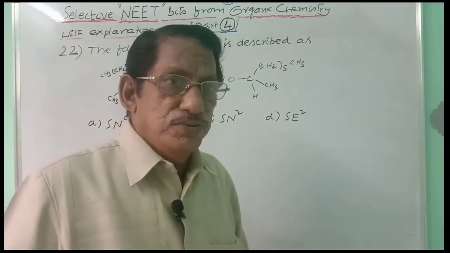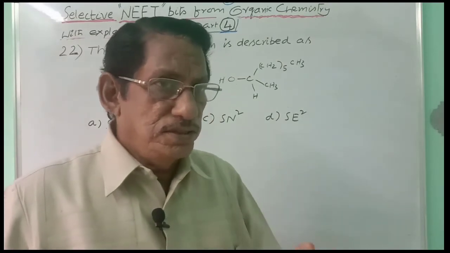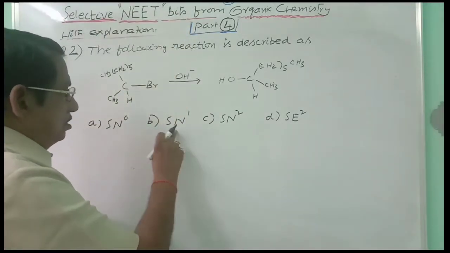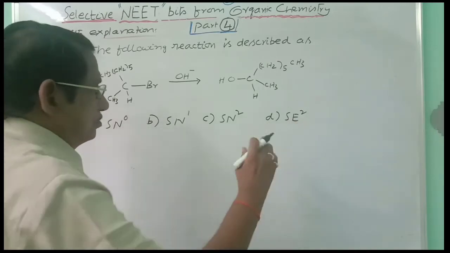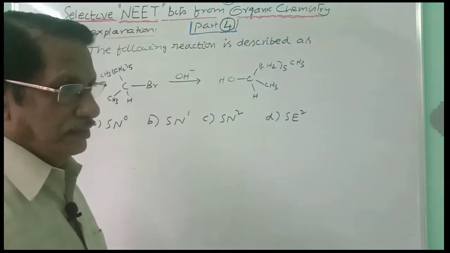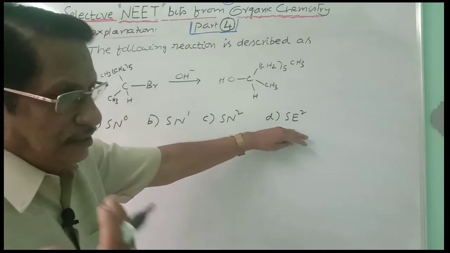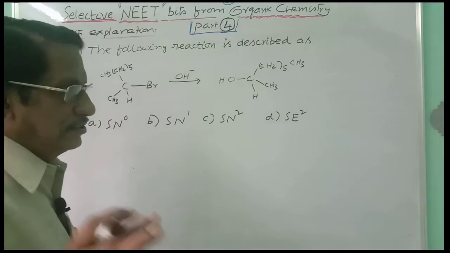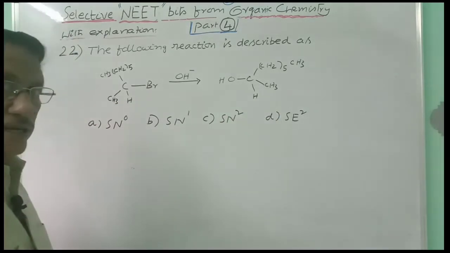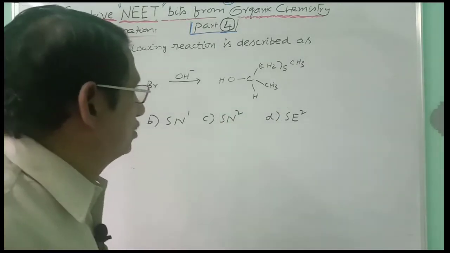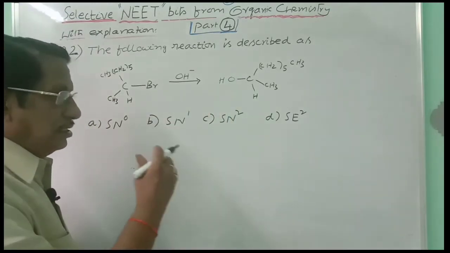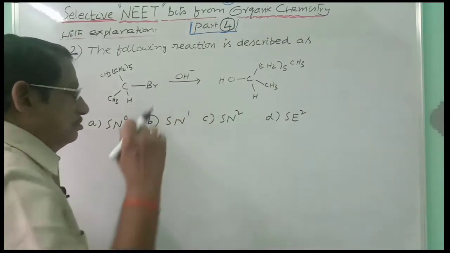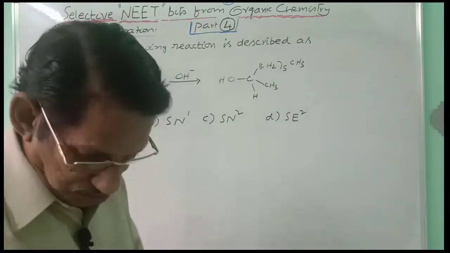In nucleophilic substitution, we have two categories. One is SN1, the other one is SN2. The options were given here as SN0, SN1, SN2, SE2, substitution electrophilic bimolecular. That is very rare, we never discussed it. SN0 is also very rare. We need to consider these two options. The competition lies between these two. Whether this alkyl halide undergoes nucleophilic substitution by SN1 or SN2, we have to discuss.